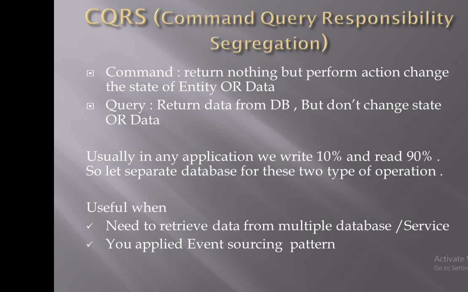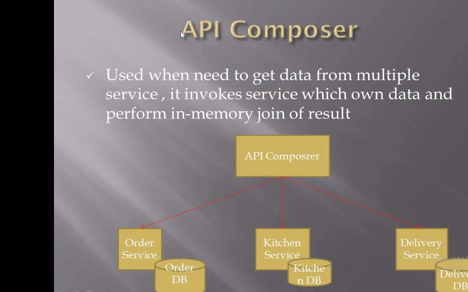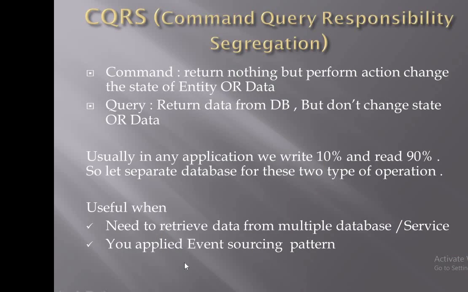Also, as we discussed earlier, we are using API Composer to get the data from multiple databases. Here you see that we use the same database, order DB, to write the data and read the data. It is not a good idea, because if any write is happening and you are going to read from the database, your read will be stuck, because the write will block the records in the database. And usually in any application we write 10% and read 90%.